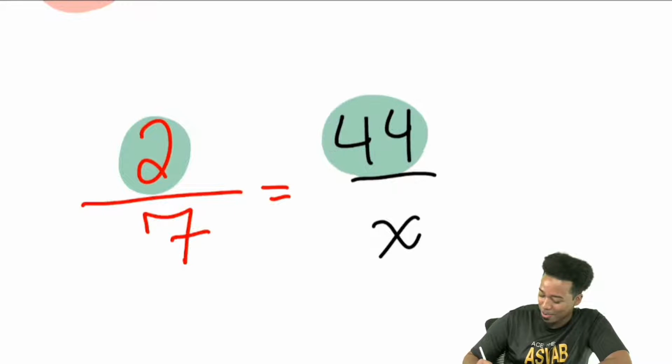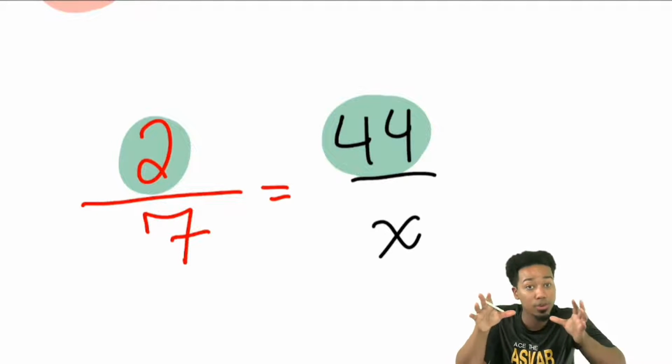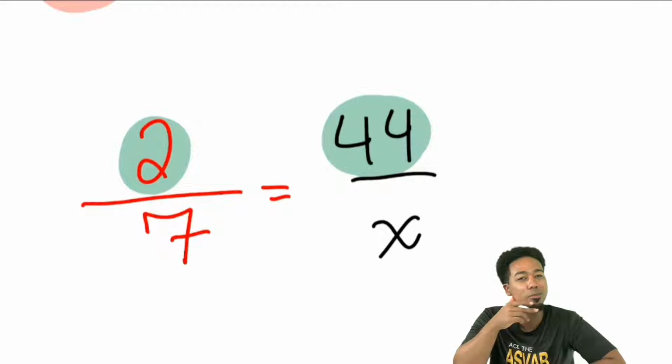So we can do left to right simplification. We can do 2 and 44. We can absolutely do that. We're allowed to do that, guys. We're allowed to do this. Everybody, 2 and 44 are both divisible by what?